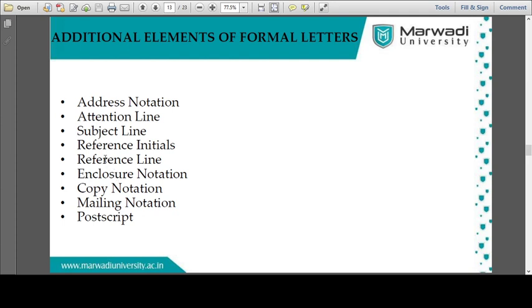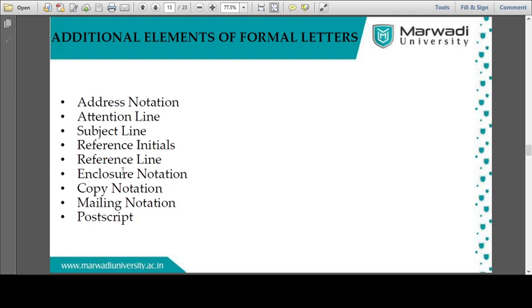But from your exam point of view, right now, this will not be required. But in future, from your job point of view, your career point of view, it will be important to learn this: mailing notations generally come either at the bottom of the letter after the reference initial or enclosure notation, or at the top of the letter above the inside address on the left hand side. You may have seen this kind of mailing notation, like by courier, by speed post, by registered post.